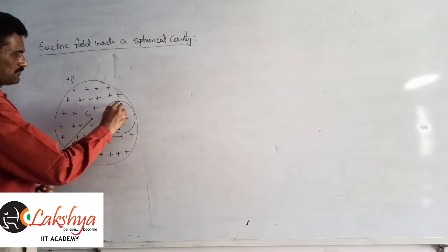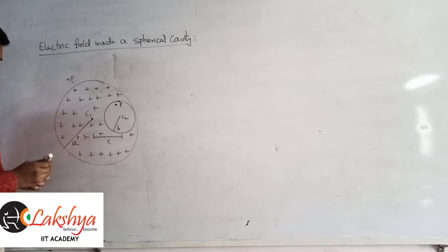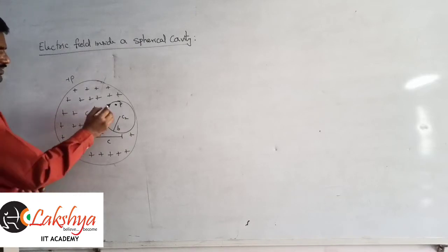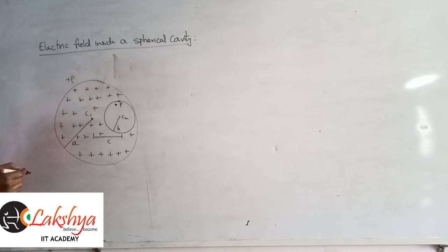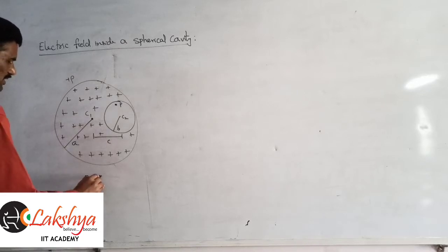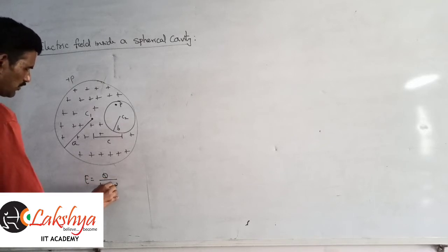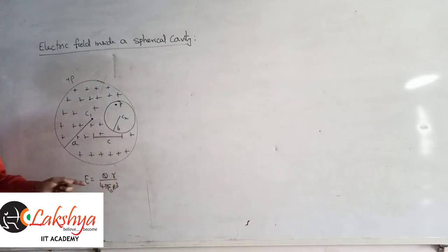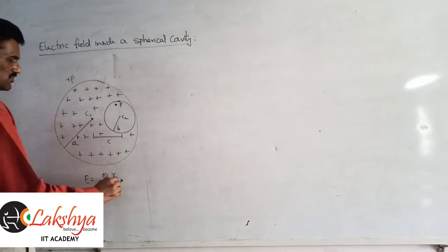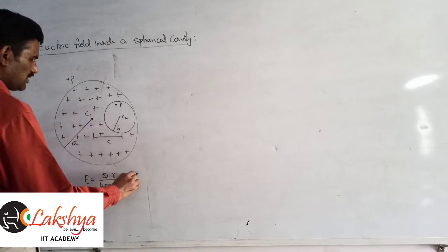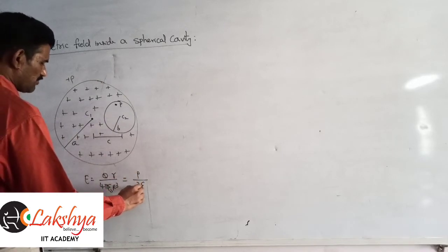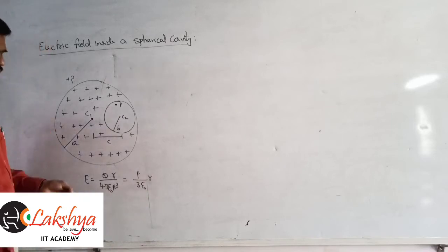At any point inside the cavity, let us say P, we need to write the intensity of electric field. For this, we know the intensity of electric field inside the solid sphere at any point is Q by 4 pi epsilon naught R cube into r. We can write this in terms of charge density: rho by 3 epsilon naught into r. This is our intensity of electric field inside.